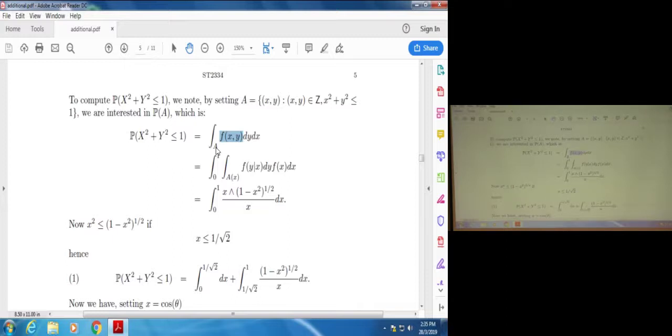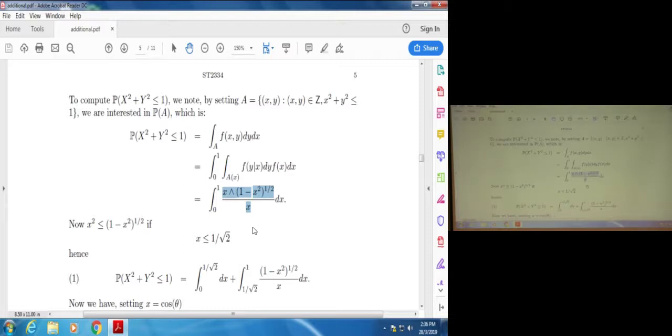So that's equal to what? Well, that's the conditional probability. This here is the conditional probability that x squared plus y squared is less than or equal to 1 given I know the value of x, and then I integrate over all possible values of x. Now this thing that I've highlighted, we've done it already. It's just equal to this number. So now all I want to do is compute this integral.